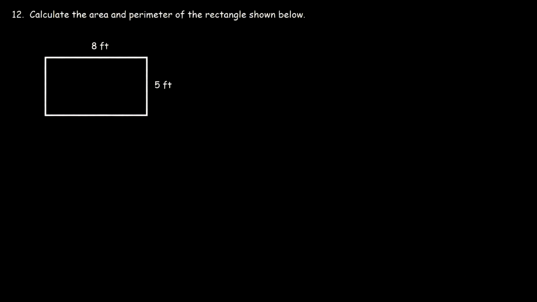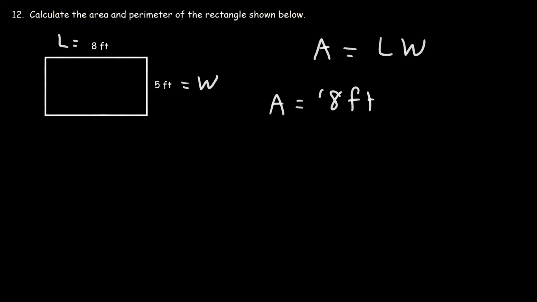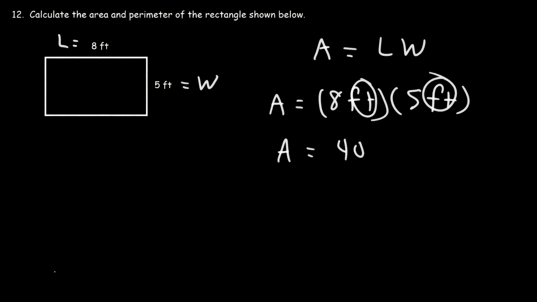Number 12. Calculate the area and perimeter of the rectangle shown below. So the length of the rectangle is 8 feet. The width is 5 feet. The area is basically the length times the width. So it's going to be 8 feet times 5 feet. Now 8 times 5 is 40. And if we multiply the units feet by feet, we'll get feet squared. So the area is 40 square feet.